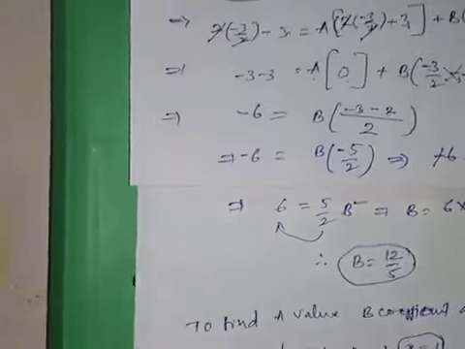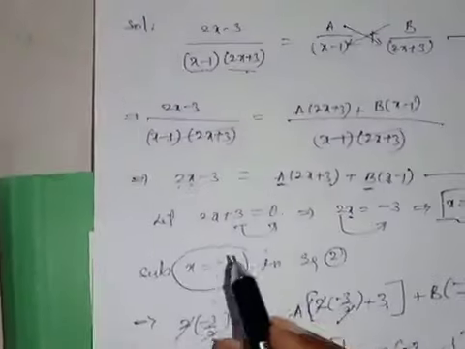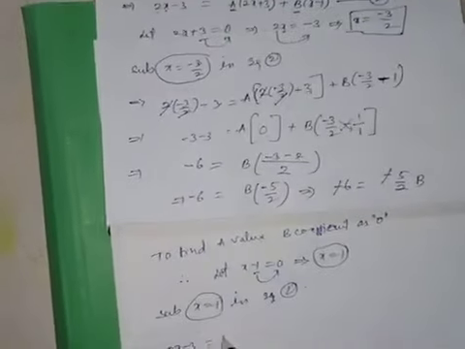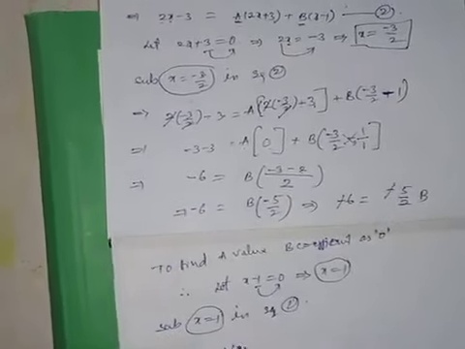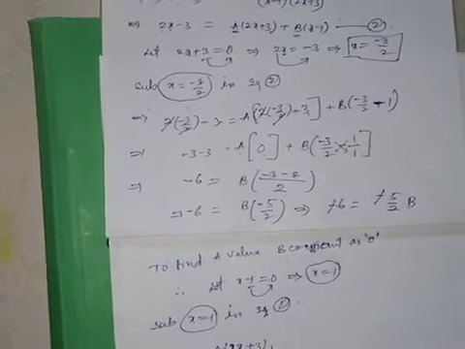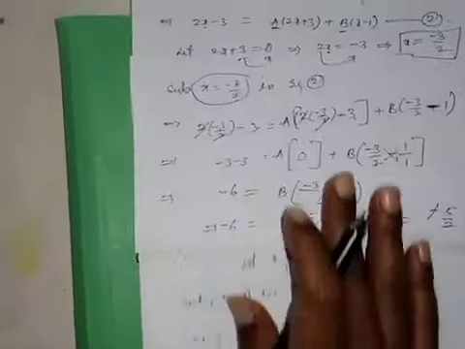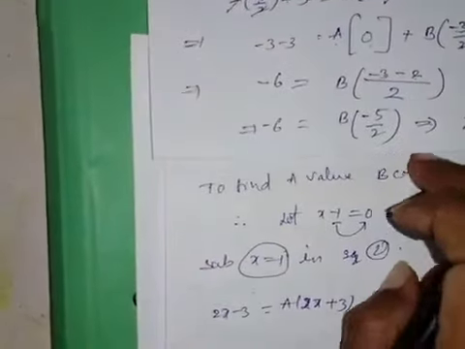We know what the equation is. This is equation number 2: 2x − 3 is equal to A(2x + 3) plus B(x − 1). This is equation number 2.